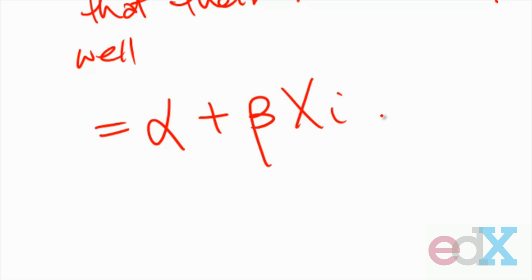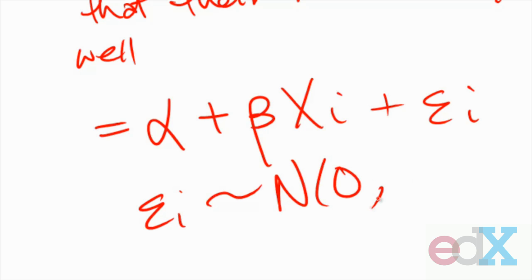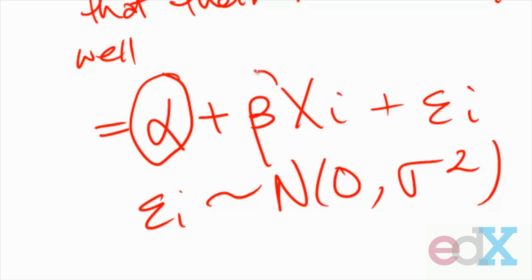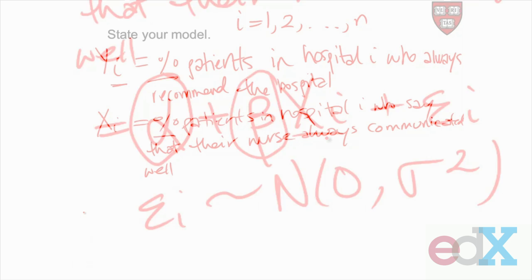Now, given this notation, we can go ahead and write down our linear regression model. We say that our outcome yi is equal to alpha plus beta times xi, our explanatory covariate, plus some residual error. And we model this residual error as following a normal distribution with mean 0 and variance sigma squared. Now the goal of linear regression is to go ahead and estimate alpha and estimate beta so that we can quantify the relationship between xi and the mean of yi.